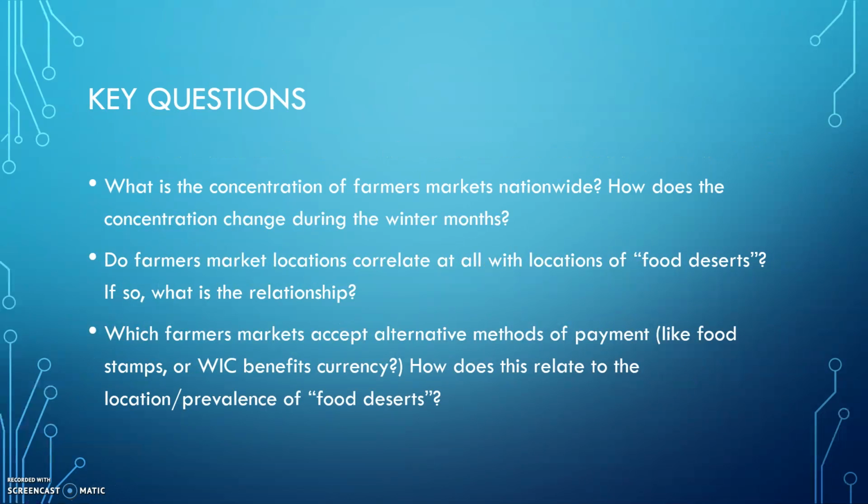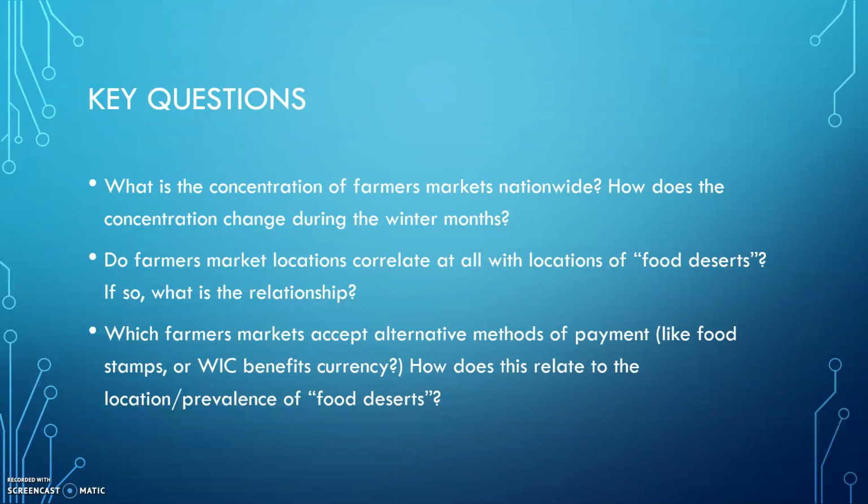So, key questions I'd like to answer. What's the concentration of farmers markets nationwide? What are the locations? Are they distributed widely, especially across, I'm curious about the Midwest. Are there mostly just farmers markets in the large cities, or can you find some out in the countryside as well? How does the concentration change when it gets cold outside and when it's not growing season anymore? Do farmers market locations correlate at all with locations of food deserts, like I mentioned before? Locations where it's hard to find food and groceries are in short supply for the population of people living there? And if so, what's the relationship?